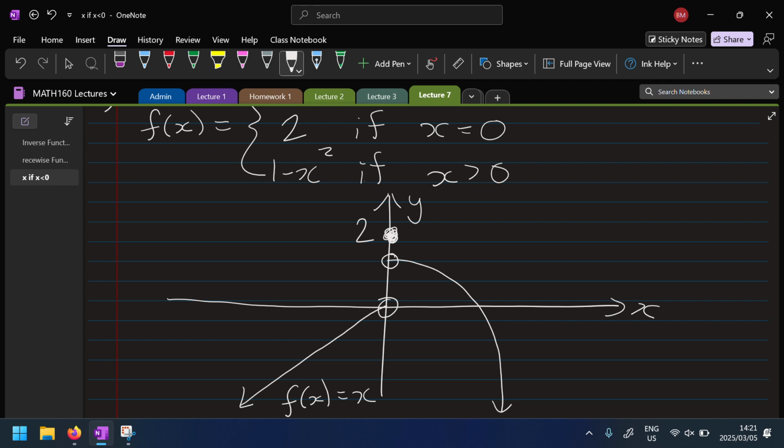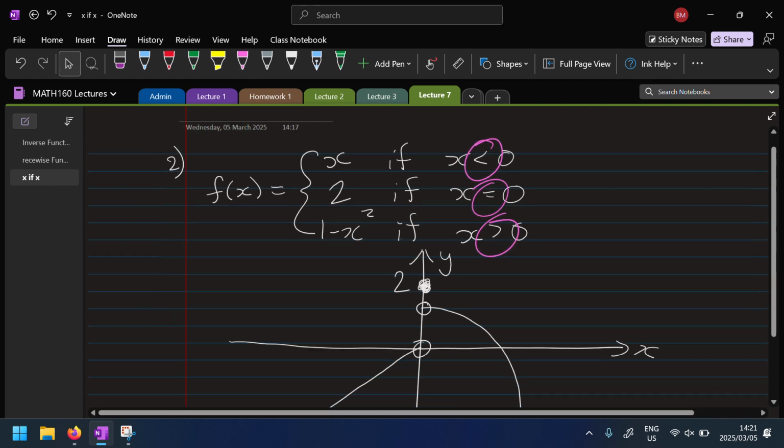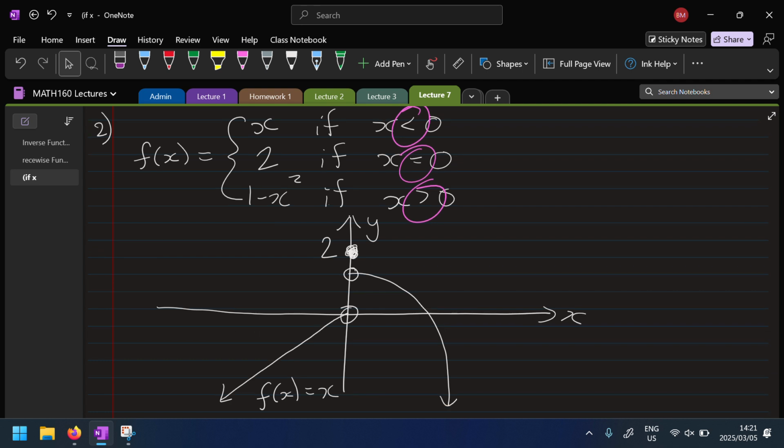Okay. So everything less than 0, that was f of x equals x, not including 0. Again, please keep this in mind. There, and there. Please keep those in mind there. So less than 0, not including 0. It is equal to 2 at 0, so we put the closed dot. And then after 0, it's 1 minus x squared. Again, open dots, we're not including that point.